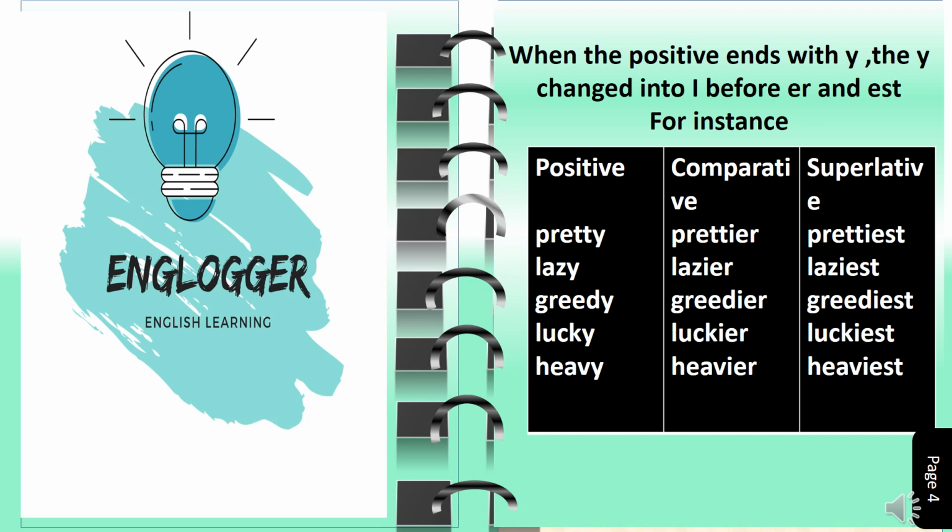Lazy: y changes into i before er in the comparative, and similarly in the superlative, i and est. Greedy, greedier, greediest. Lucky, luckier, luckiest. Heavy, heavier, heaviest. So these are the examples. When you have y at the end of the positive degree, it changes into i before er and est in the comparative and superlative degree.